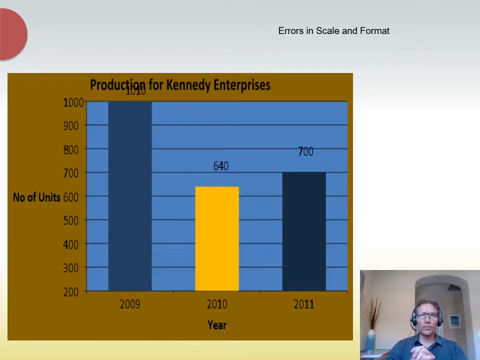So errors in scale, we don't know if 100 is the total number for Kennedy Enterprises, and it looks like they have a data point at the top there that is meshing in with the title, and the actual total is 1010. So the actual number is higher than they have shown in their graph. That's an error in scale.